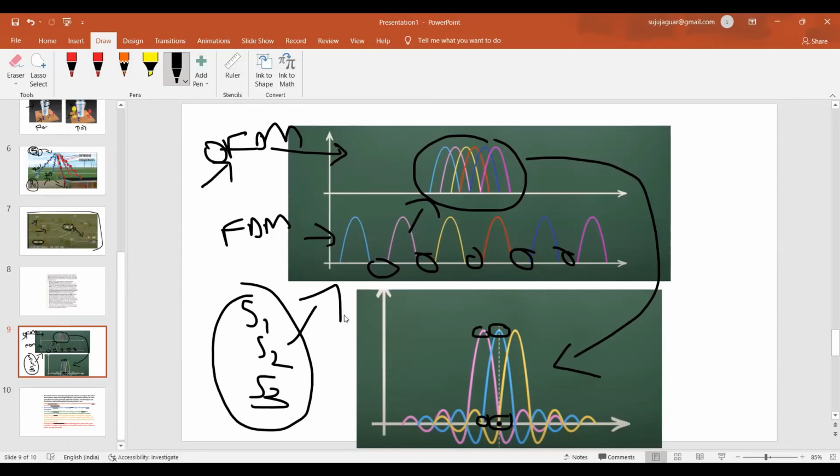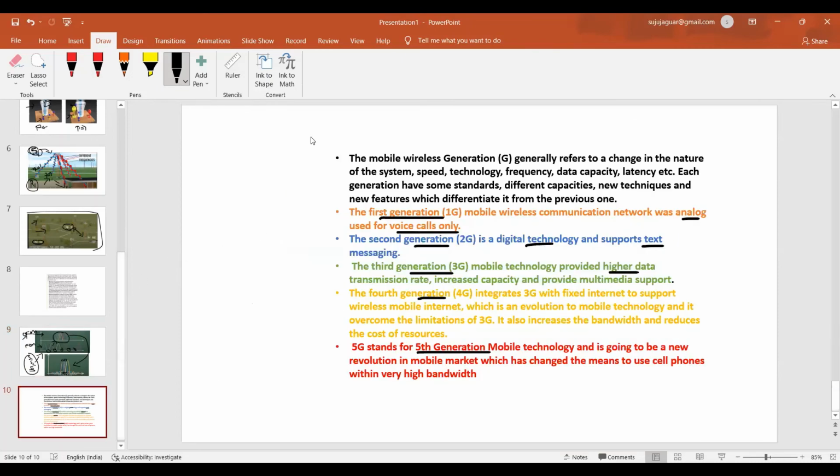Now let us understand the evolution from 1G to 5G. G is nothing but generation, which refers to the change in the nature of the system, that is, how the system has changed with respect to speed, technology, latency, etc. The first generation mobile wireless communication was analog and was used for voice calls only. 2G is a digital technology and supports text messaging. 3G provided a higher data transmission rate, increased capacity, and multimedia support. 4G integrates 3G with fixed internet to support wireless mobile internet. And 5G stands for fifth generation, which will be used for IoT, that is Internet of Things, and artificial intelligence, with low latency.